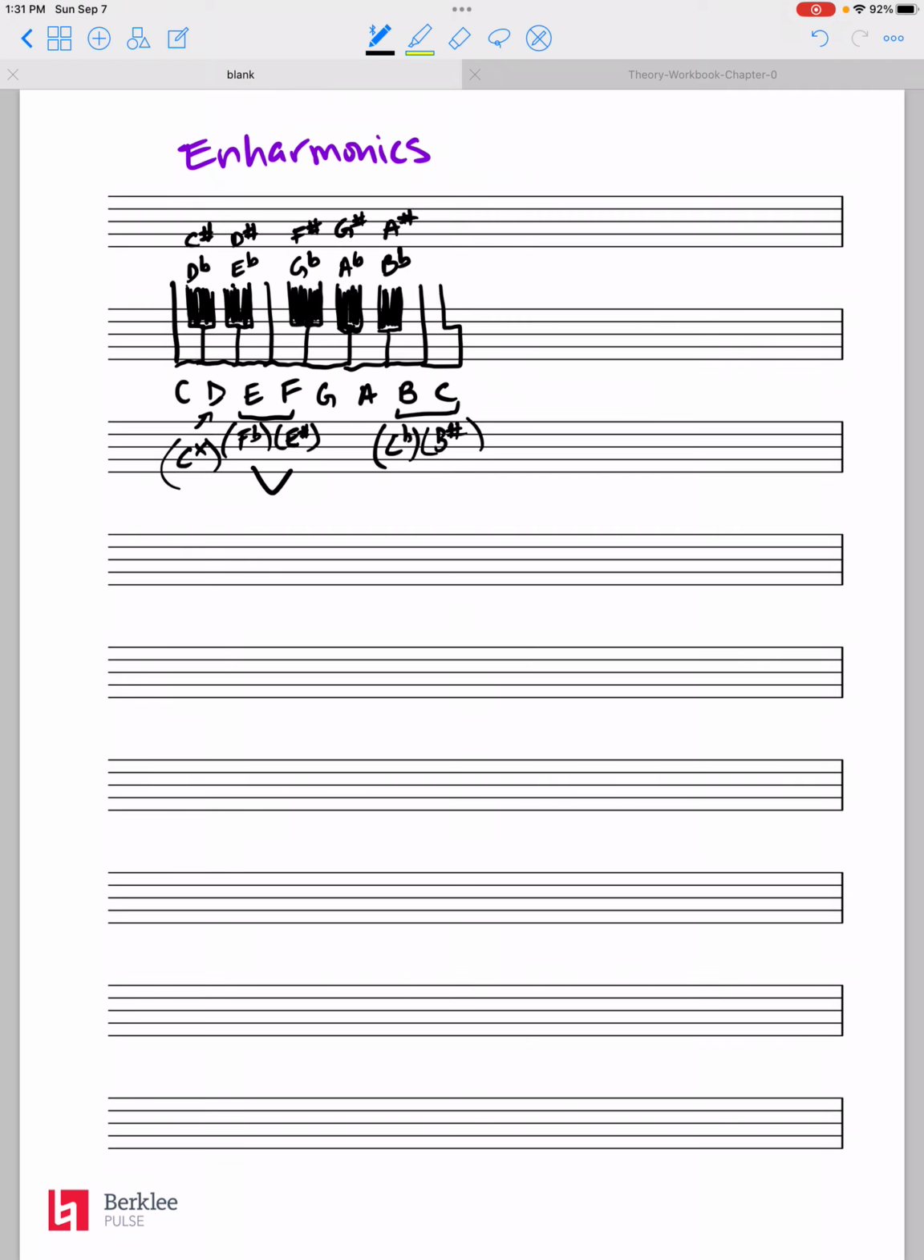You do need to worry very much about these, because a lot of people got these wrong on the first homework assignment. So make sure you understand enharmonics and you don't just try to go by a formula. You need to really think about the keyboard whenever an enharmonics question appears.